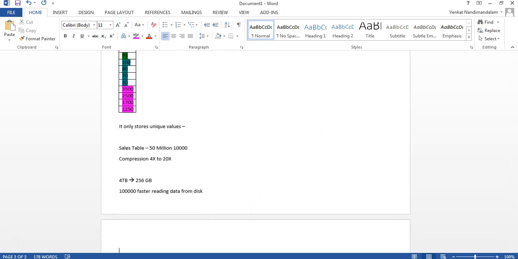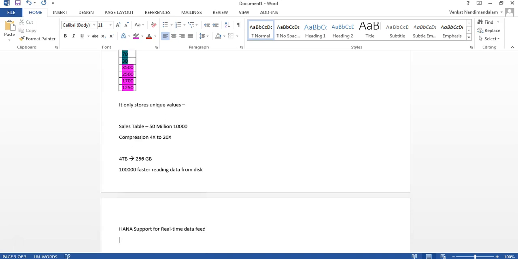And with HANA, you can also do real-time analytics because HANA supports a real-time data feed. So you can bring data in real time into HANA. When you build models on those tables which are getting data in real time into HANA, obviously your customers are going to have real-time analytics available.